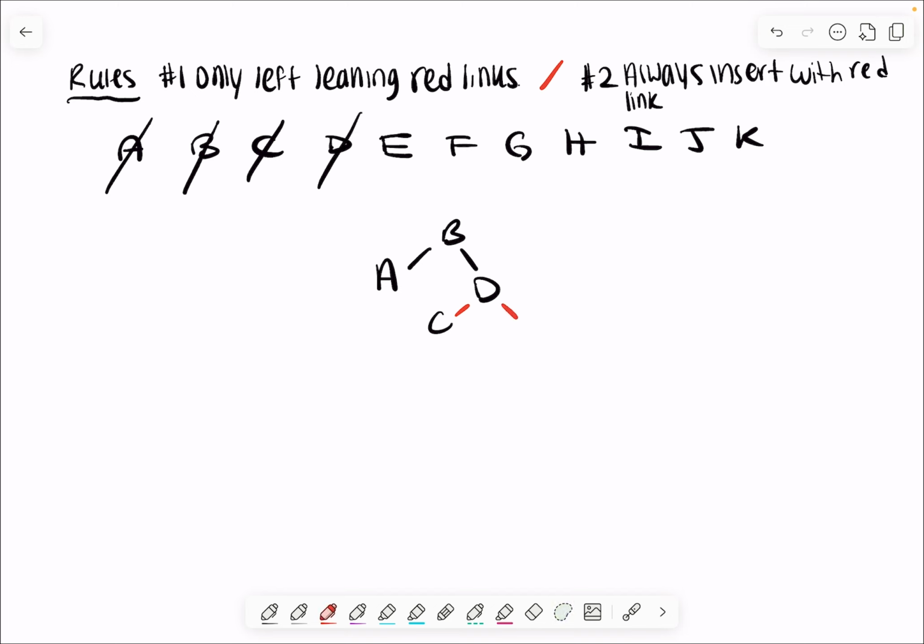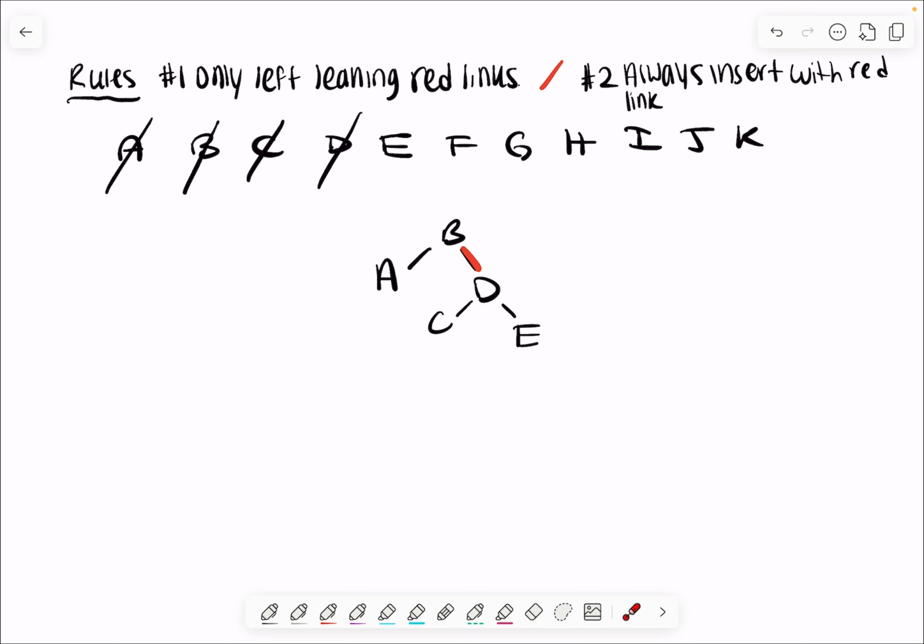And then I want to insert E to the right. This is a triangle where both sides are red, so I can recolor by shifting the red up. So these become black, and then the red shifts up to this link, making it red. But this is still a problem because we can't have right-leaning red links. So how do we fix it? Well, it's not a triangle, so I can't recolor, so I have to do one of the rotations. Again, I only focus on the 2 keys that this red link is connecting.